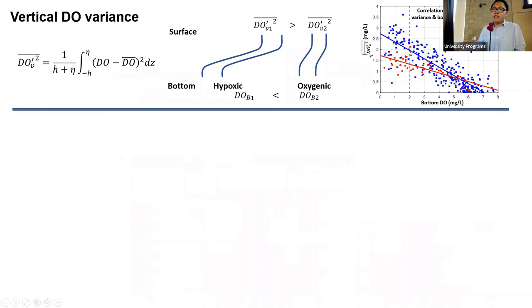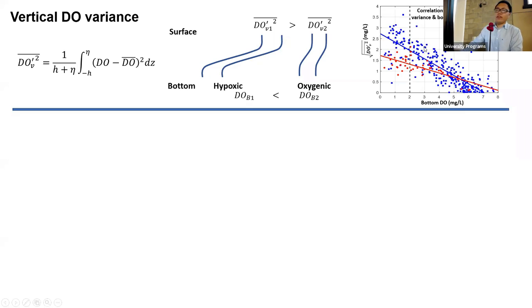With the idea from the salinity variance, we can define the vertical tidal oxygen variance, the same as before. But for oxygen, the surface oxygen is always controlled by saturation, always tending to a very constant value. However, the biochemical process of respiration will decrease the bottom oxygen. That means if there's hypoxia, the low bottom oxygen corresponds to the high vertical variance.